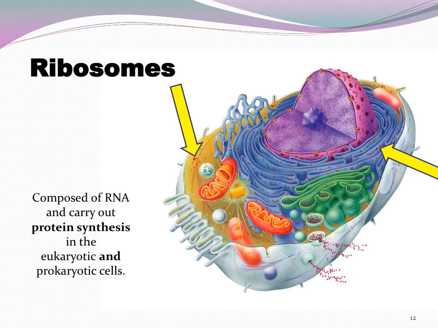These arrows are pointing to ribosomes. As you can see, ribosomes are found on the endoplasmic reticulum as well as free-floating in the cytoplasm. They're composed of RNA, and they carry out protein synthesis, which means they make proteins. They're found in both prokaryotic and eukaryotic cells.